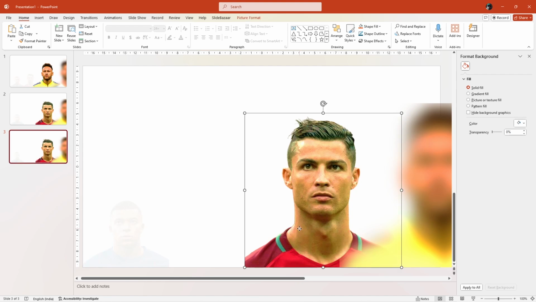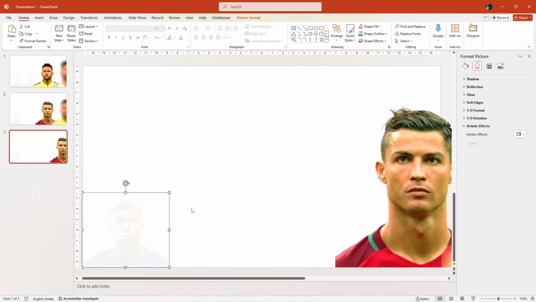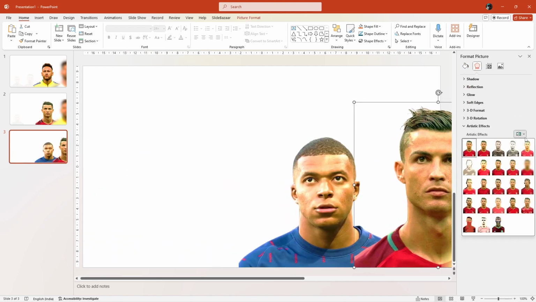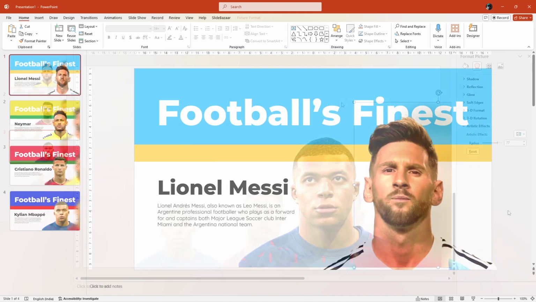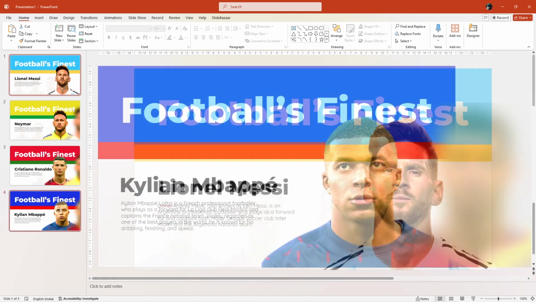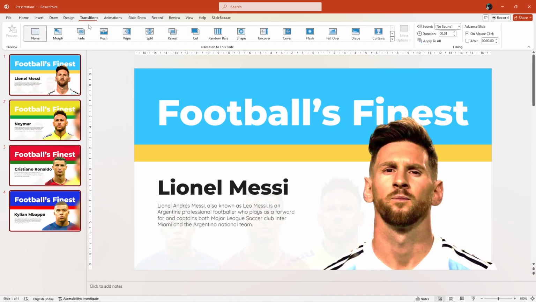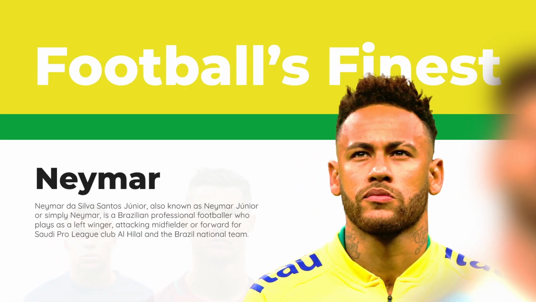Now duplicate the slide by repeating these steps. Finally, adjust the background colors, add some text, and select all the slides on the left, and then go to Transitions and add a Morph transition to finally get something like this.